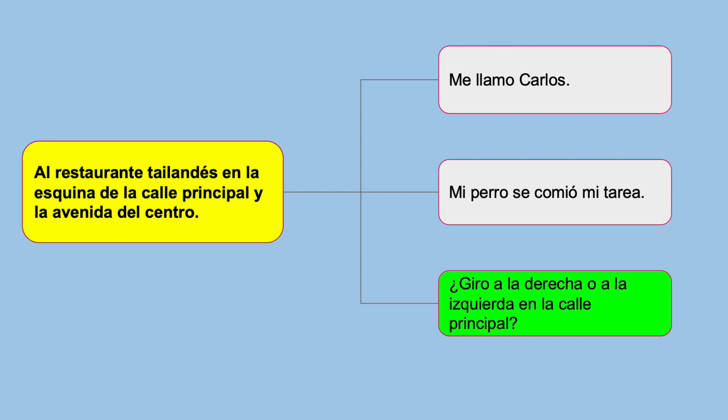The correct response would have been giro a la derecha o a la izquierda en la calle principal, or do I make a right or a left on Main Street? The other two responses would not have been equally as appropriate.